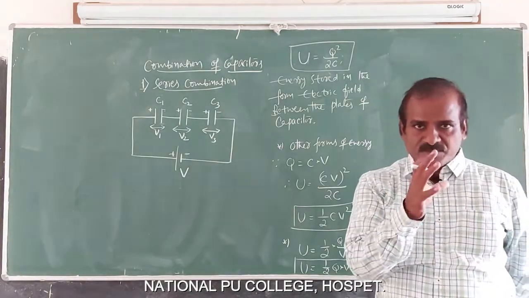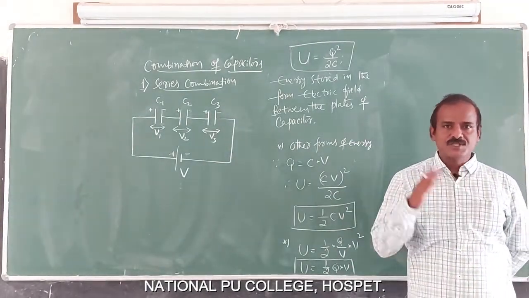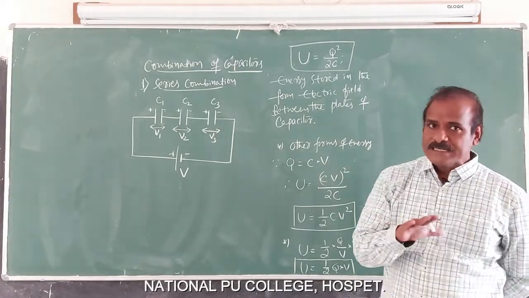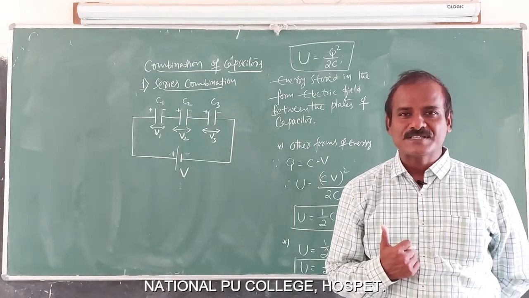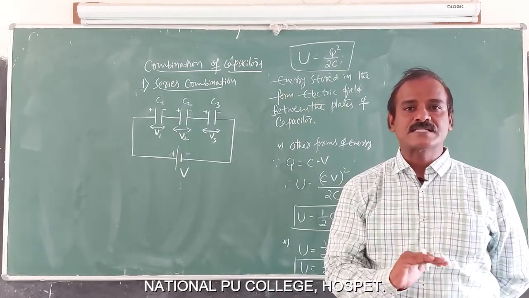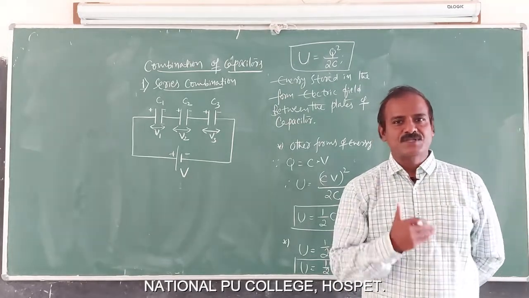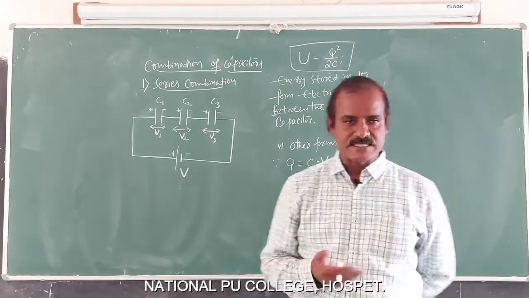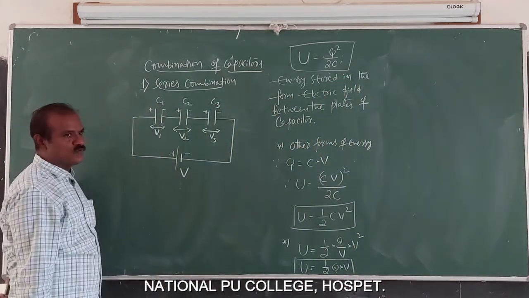Because of this mechanism, all capacitors are equally charged. However, their capacitances are different. So what happens? They must have different potential differences. Same charge, different capacitance, so the potential differences are different. This is how we need to follow.